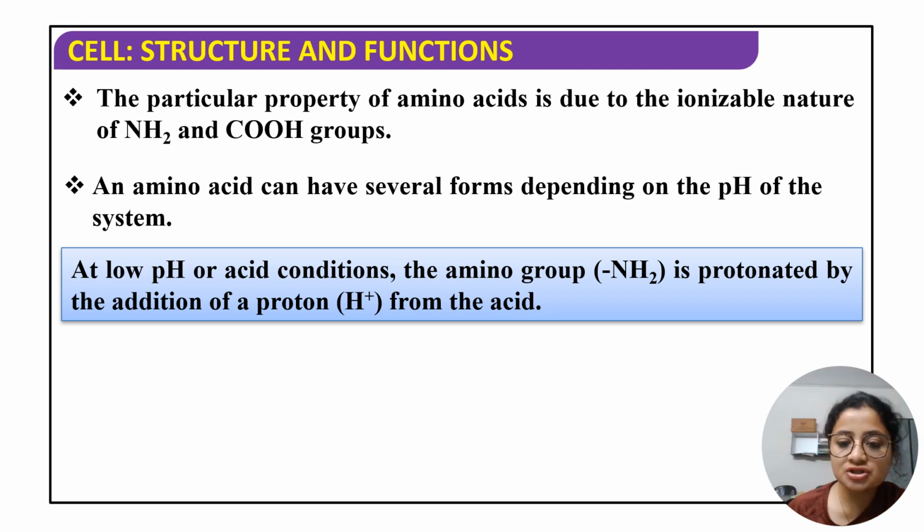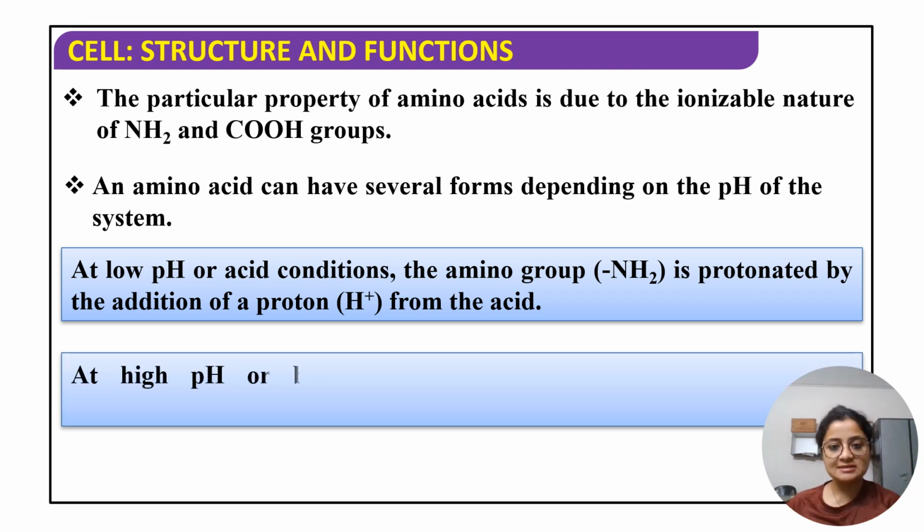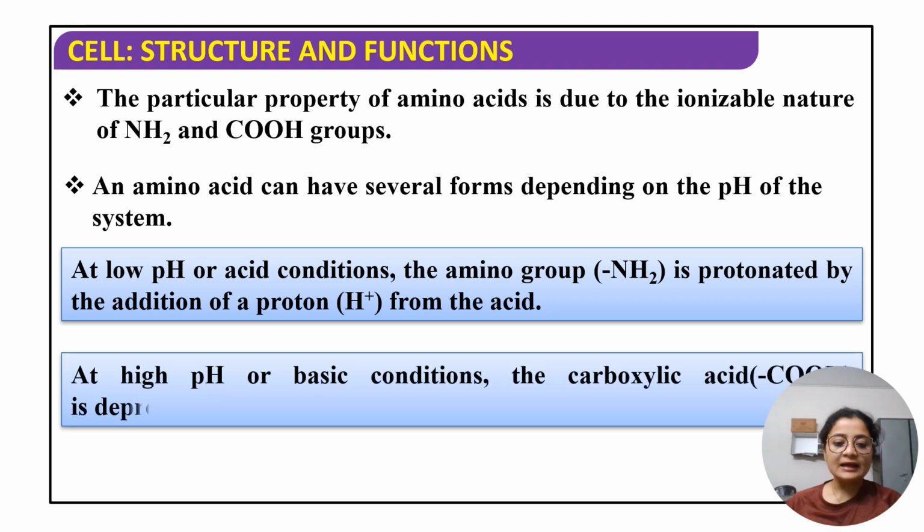So in acidic conditions what will happen, the amino group जो है that will be protonated by the addition of a proton. Okay. Proton, neutron, electron, we all know. Neutron means neutral charge, no charge. Proton means positive charge, and electron means negative charge. So protonated matlab addition of proton. So addition of positive charge. So if the pH is less or acidic, then the amino group of the amino acid will capture a proton from the acid. Okay. And because acid means there are lots of protons.